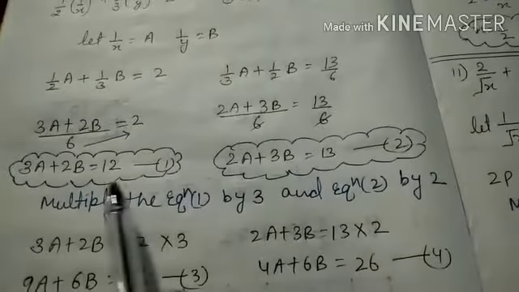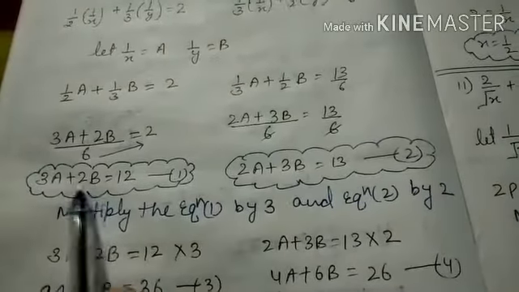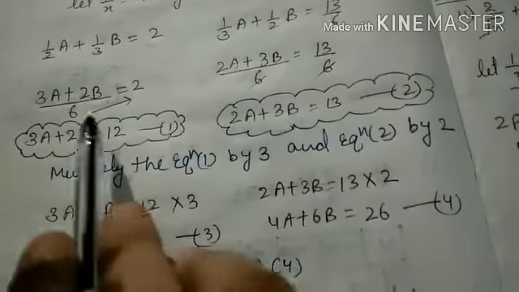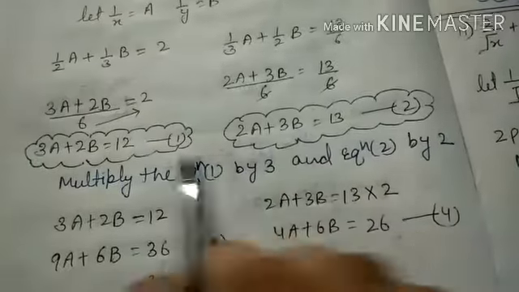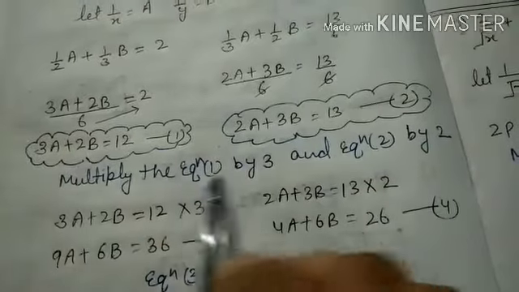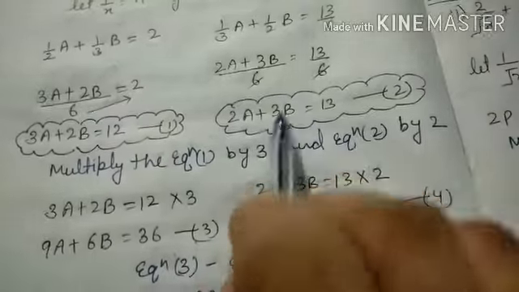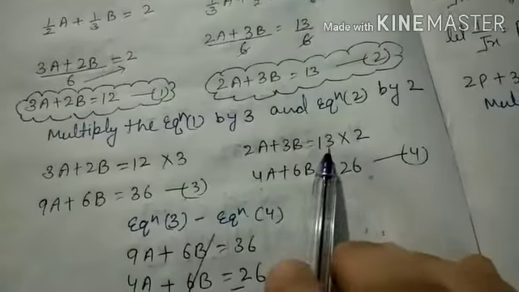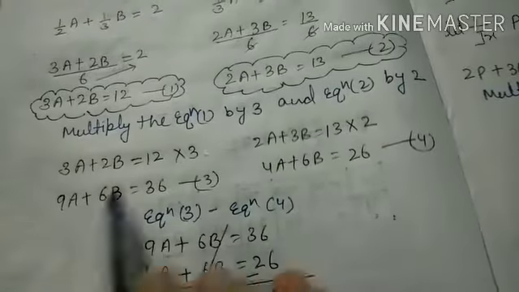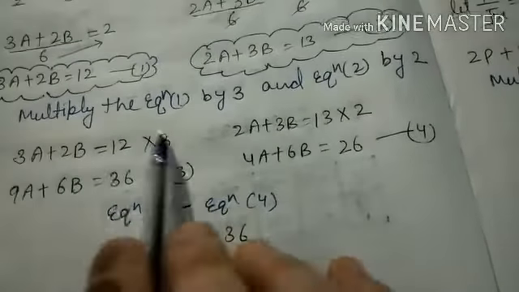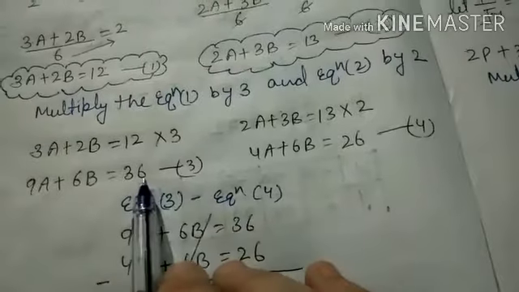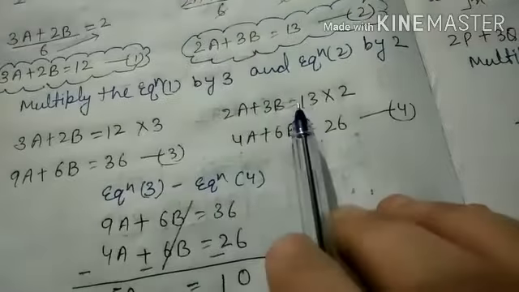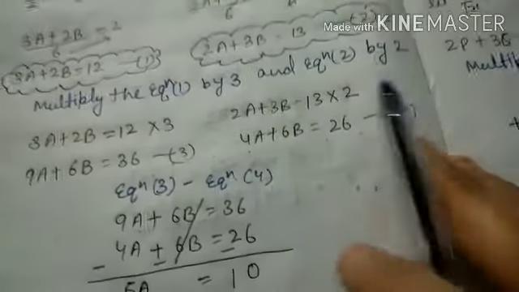Why are we doing this? Because we want to make both b terms the same. We will multiply by 3 here, so 3 2s are 6 and by 2 here, so 2 3s are 6 again. Now in the equation 1 we will multiply by 3 and equation 2 we will multiply by 2. Here 3 3s are 9a plus 3 2s are 6b is equal to 12 3s are 36 and 2 2s are 4a, 2 3s are 6b is equal to 13 2s are 26.